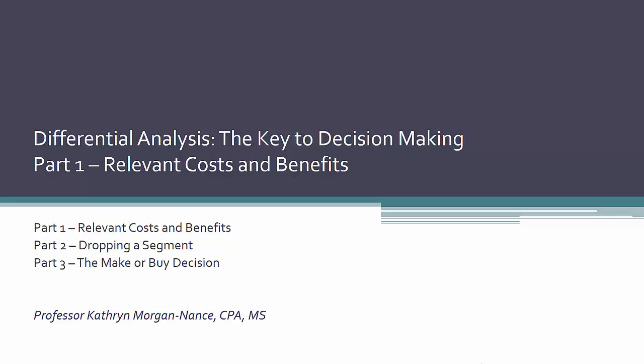Thanks for watching. This presentation is split into several parts for your convenience. Part 1 provides a brief review of the relevant costs and benefits. In Part 2, we will learn about what types of costs are relevant in a decision to drop a segment. In Part 3, we'll walk through the make or buy decision and talk some more about opportunity cost. Additional scenarios may be forthcoming in the future, but for now, these videos will provide you with a good foundation.